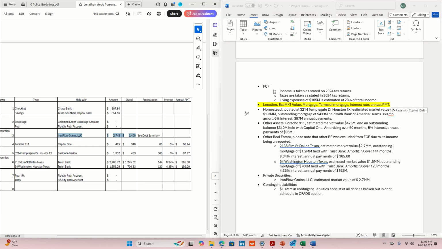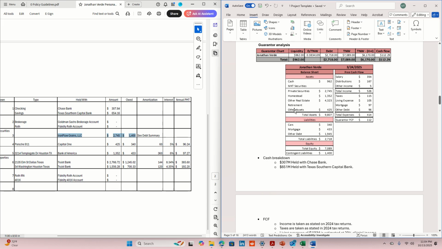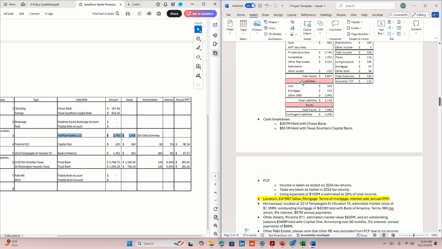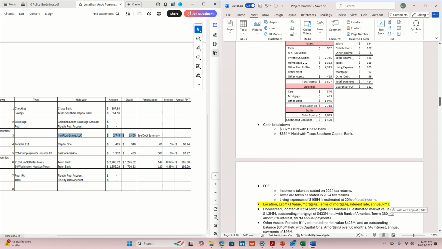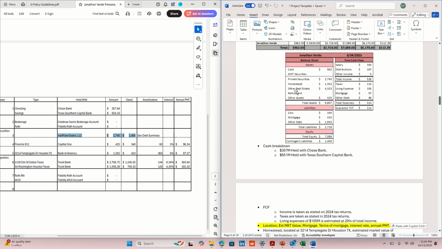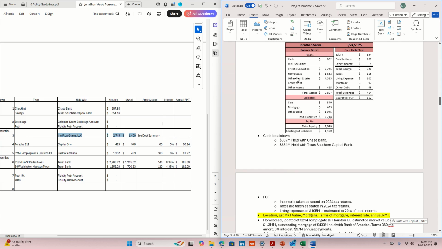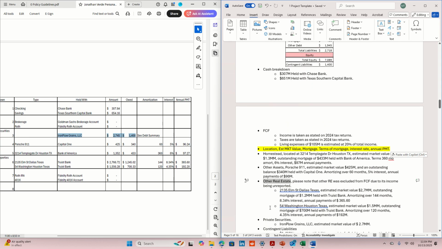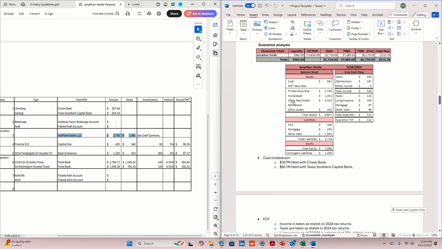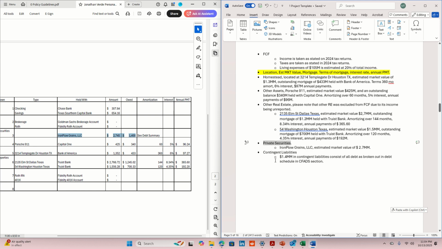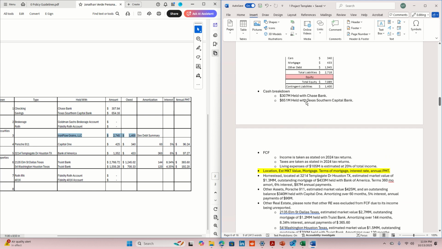So I went ahead and filled out the rest of the section. So we have our homestead, other assets, other real estate, right? And it just follows along here. So we have, like I said, homestead, other assets, other real estate, private securities, contingent liabilities.